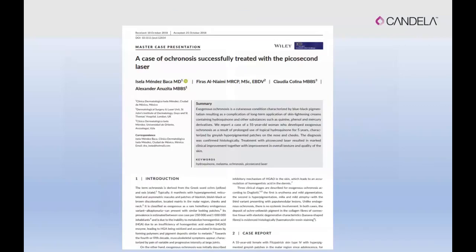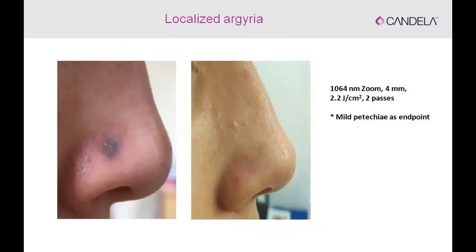This was a case that was treated with my colleagues from Mexico. I have another case that I have treated also in combination with the fractional CO2, with low density, low fluence pre-treatment with the fractional CO2, followed also by the PicoWay.